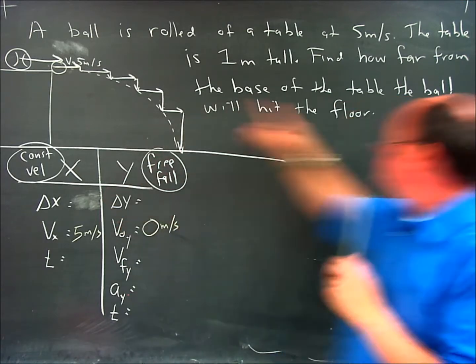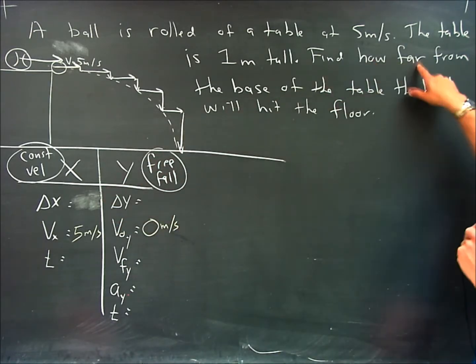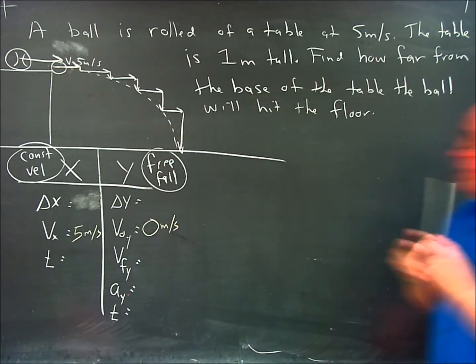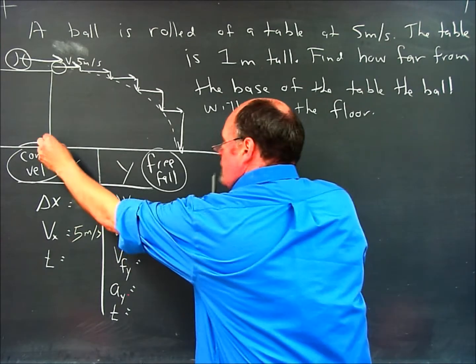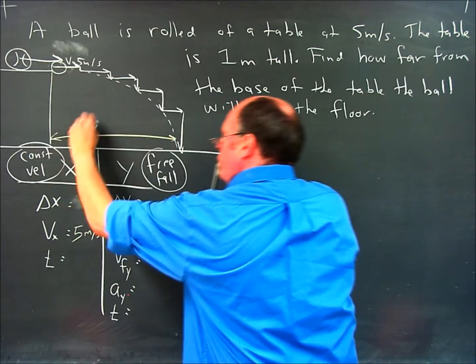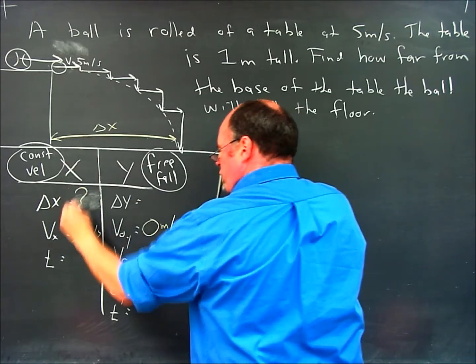Delta x, that's what they want to know. How far from the base of the table? So what's happening is, this is the base of the table. They want to know how far over it is going to go. That's delta x. So that's what we're looking for.